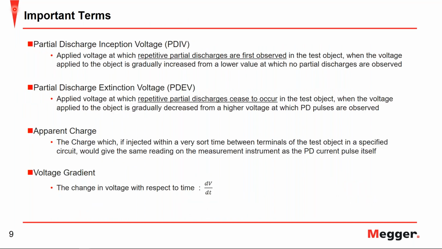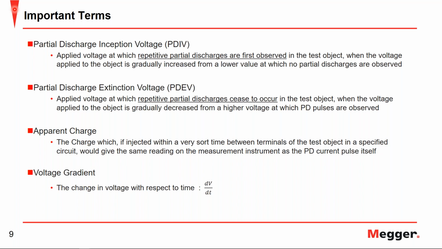Going into some important terms as I step through the presentation. One is the partial discharge inception voltage. Here I have the definition: it's the applied voltage at which repetitive partial discharges are first observed in your test object as you're gradually increasing from a lower voltage in which partial discharges were not taking place. So essentially, if you're doing a test, you start out at a very low voltage and you don't see any partial discharge, and you gradually increase during your test. When you start to see repetitive partial discharge pulses, that's going to be your inception voltage.